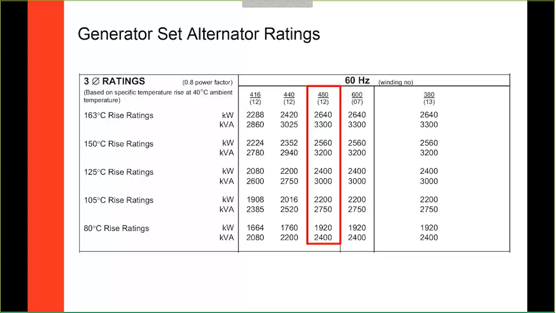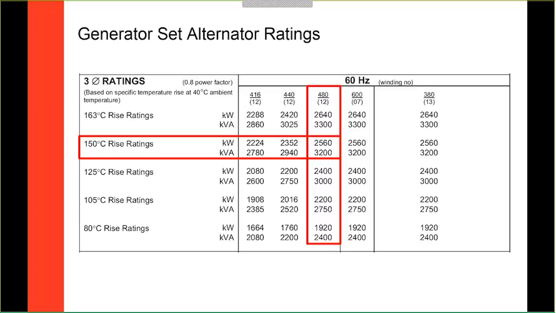On the other hand, at 163 degrees, it has a much higher rating. And so again, what we're looking at is the fact that as more power is being pulled from that alternator, as you're asking the alternator to do more work, the internal temperature is rising more and more. And so again, we'll walk you through this here.